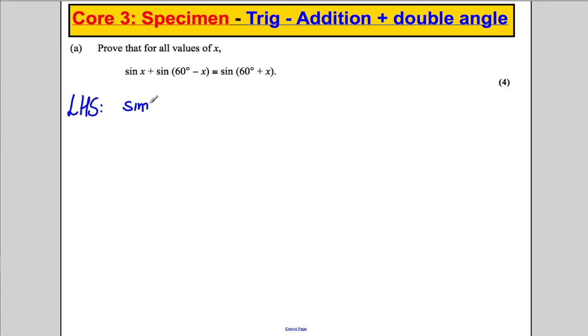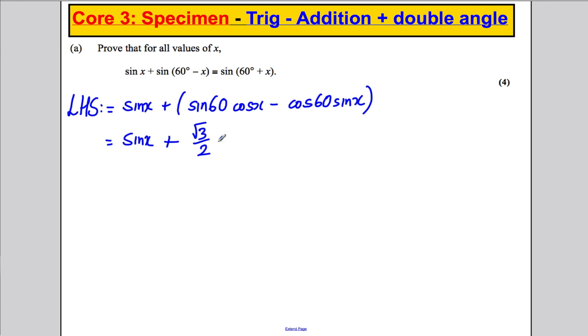That would be sin x plus, using the addition formulae here, this would be sin 60 cos x subtract cos 60 sin x. So this would be sin x. Sin 60 is root 3 over 2, so we'd get root 3 over 2 cos x. And cos 60 is a half, so it'd be a half sin x. Just tidying those up, sin x subtract a half sin x is just a half sin x plus root 3 over 2 cos x.